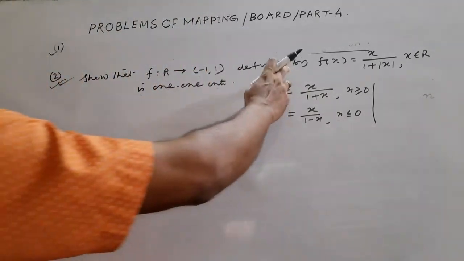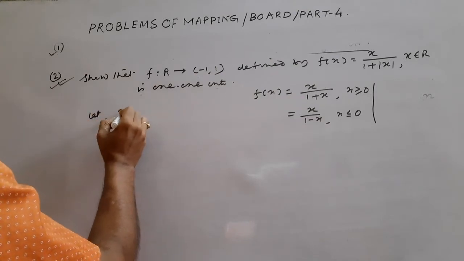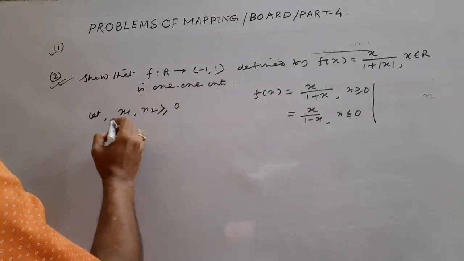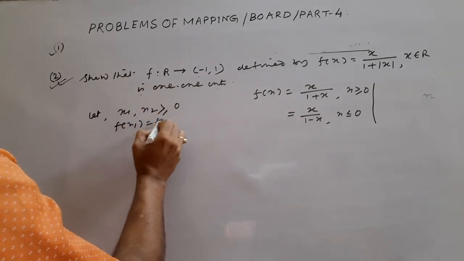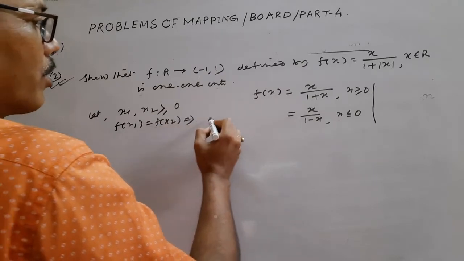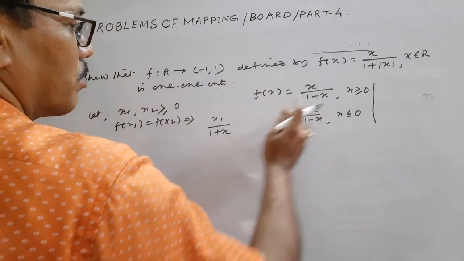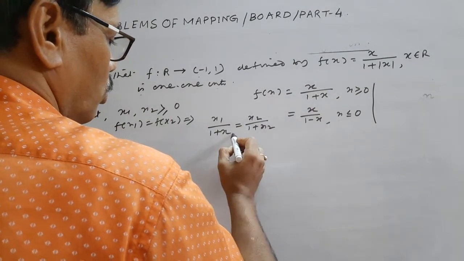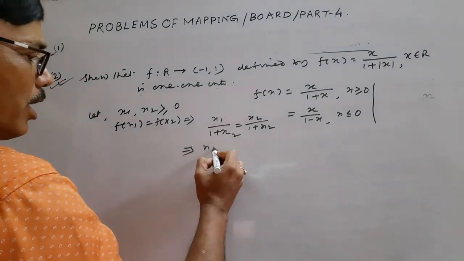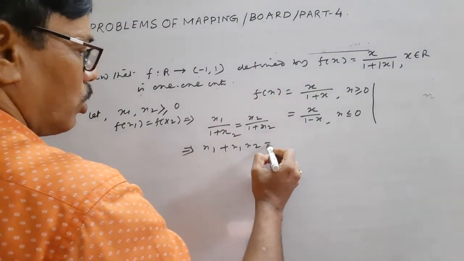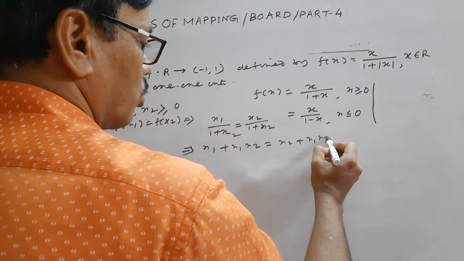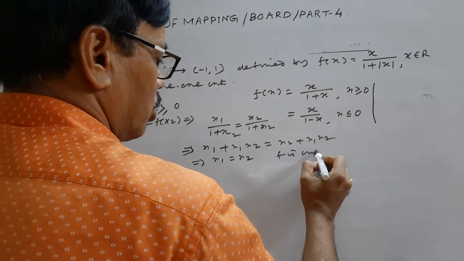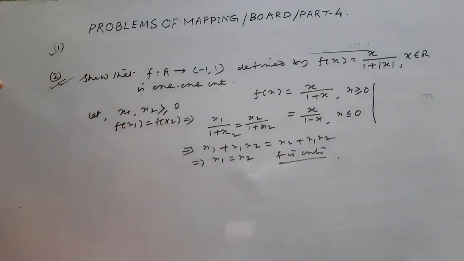To prove it is one-one, let x1, x2 be greater than or equal to 0. So f(x1) equals f(x2) implies x1 by 1 plus x1 equals x2 by 1 plus x2. So this implies x1 plus x1x2 equals x2 plus x1x2, so x1 equals x2. So f is one-one for this case.